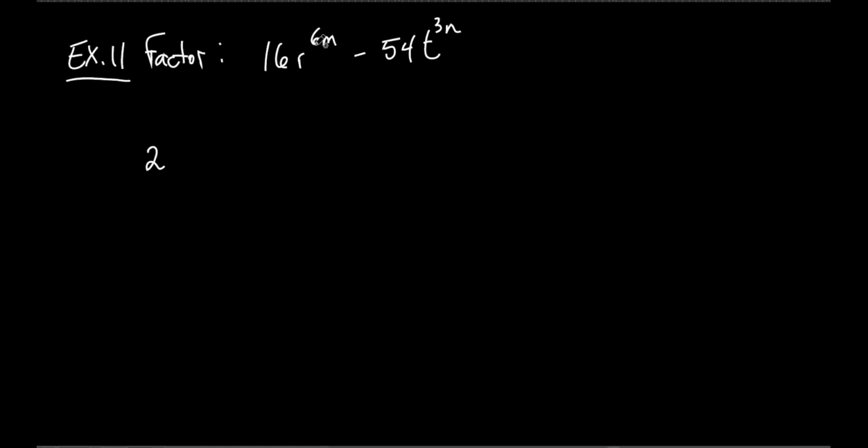What about this? R to the 6m, T to the 3n. Anything in common with either one of those? No. So really, our greatest common factor is just 2. That's it. So let's see what's left over after we factor it out.